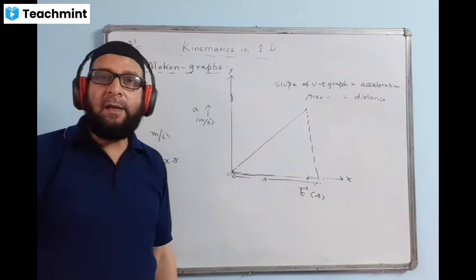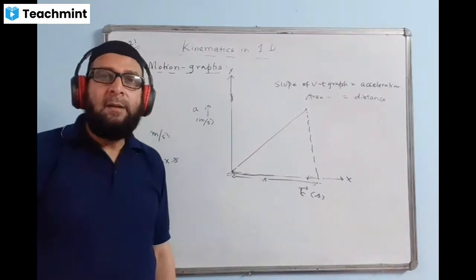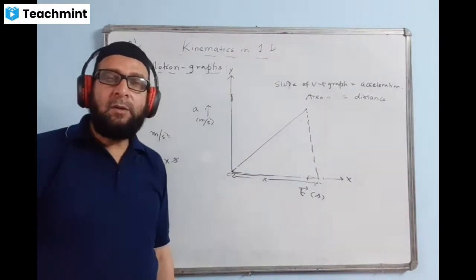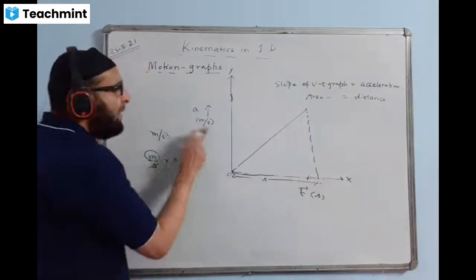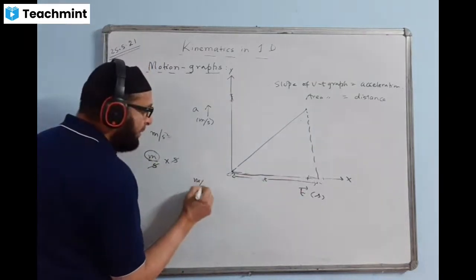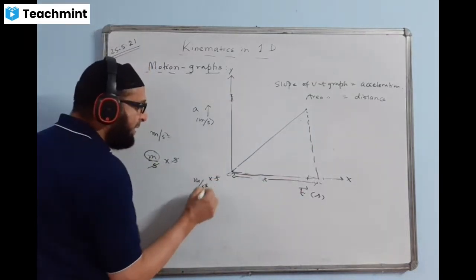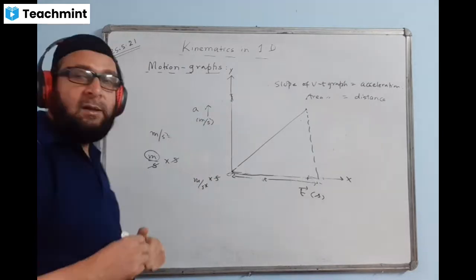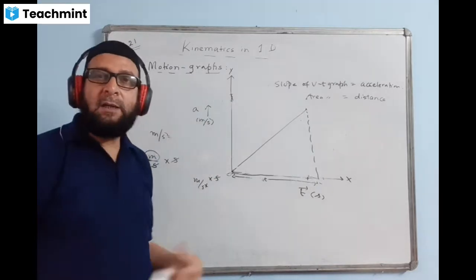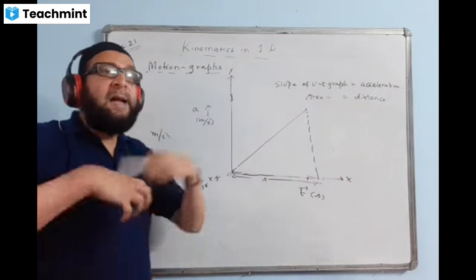But what about area? Area means you have to multiply these two values. Meter per second square into second, the second cancels. It will give velocity. Meter per second is the answer left over. So this is the idea of any graph.